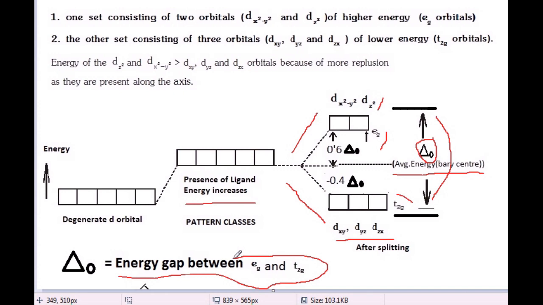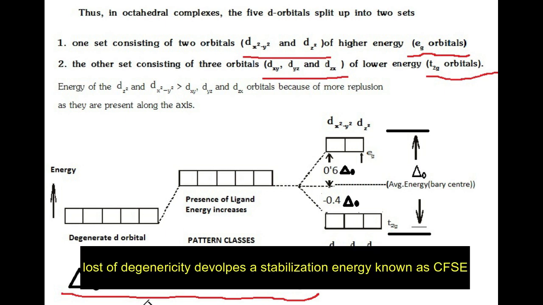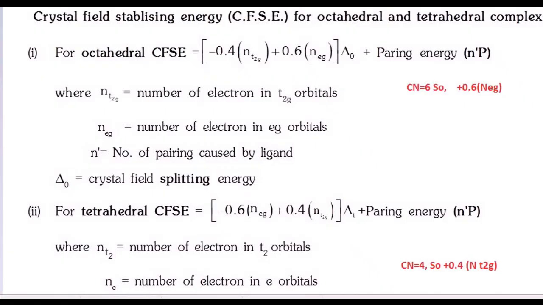This delta naught, which is the energy gap between the eg state and the t2g state, is nothing but the crystal field splitting energy. As the degeneracy is lost, extra stabilization energy is developed due to the splitting of the d orbital, which is known as crystal field stabilization energy. The crystal field stabilization energy of an octahedral complex can be found by the next formula.